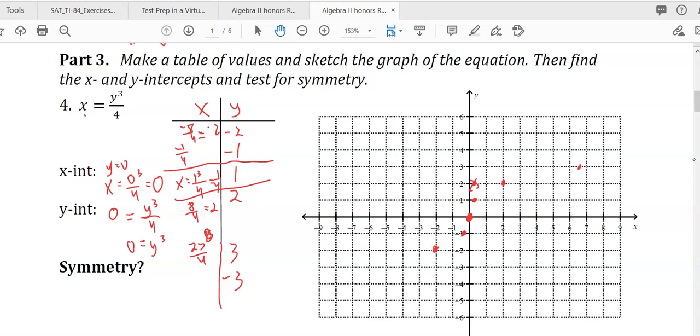You can probably see what's happening to the graph on the right. Kind of looks like half a parabola. Goes up and to the right forever. If you plug in -3, you get -27 over 4, which is like -6 2/3. So (-6 2/3, -3).